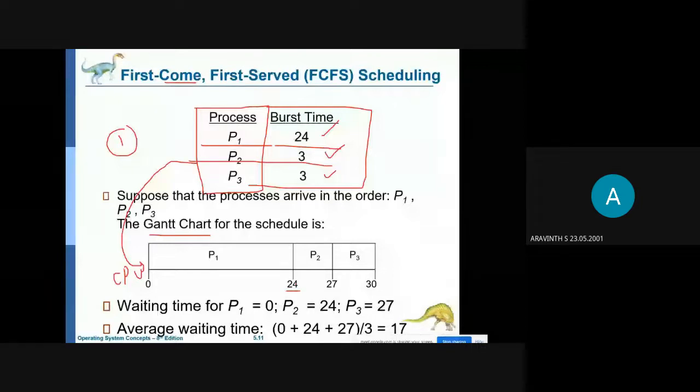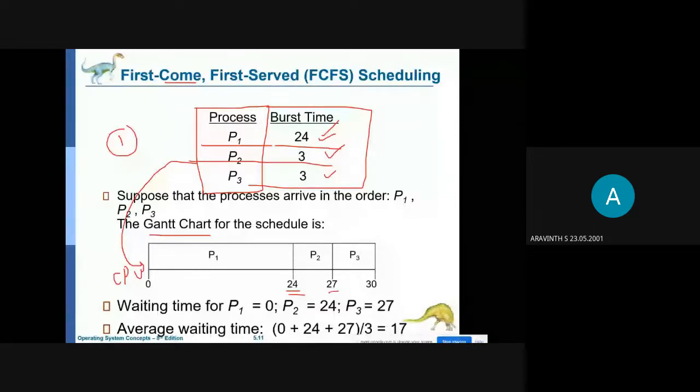After the P1 process, P2 comes. You allocate P2 in the Gantt chart. P2 came at the 3rd second only, but because P1 is running in the CPU, P2 needs to wait until the CPU is free. The CPU is free at the 24th second because P1 completes its work by 24. So P2 enters at 24 and executes for 3 seconds, so 24 plus 3 is 27.